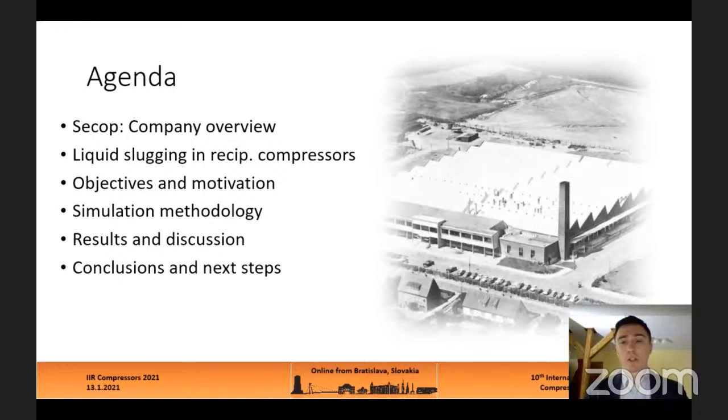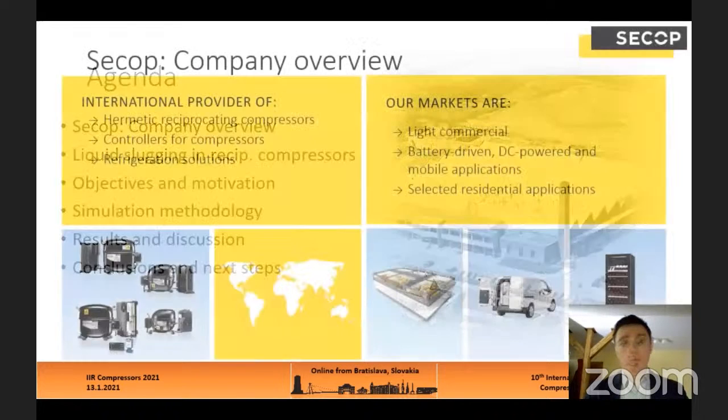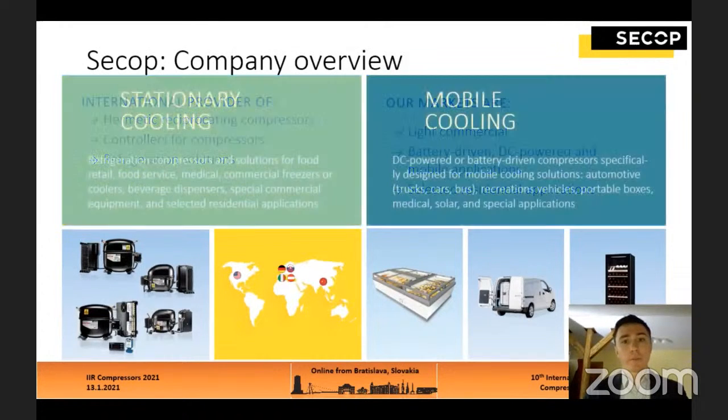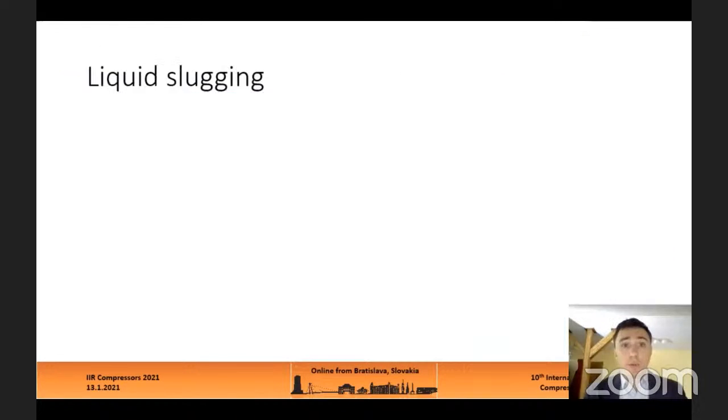So SECOP was founded 60 years ago in Flensburg, Germany, where we currently have our headquarters. Our R&D center is located in Austria, and then we have several other locations in Slovakia, Italy, United States, and China. SECOP is producing hermetic reciprocating compressors for various markets, and our products might be divided into two groups, stationary cooling and mobile cooling. Liquid slugging, what does it actually mean?